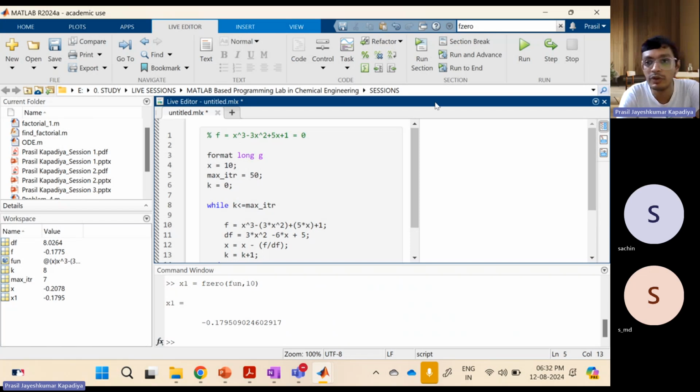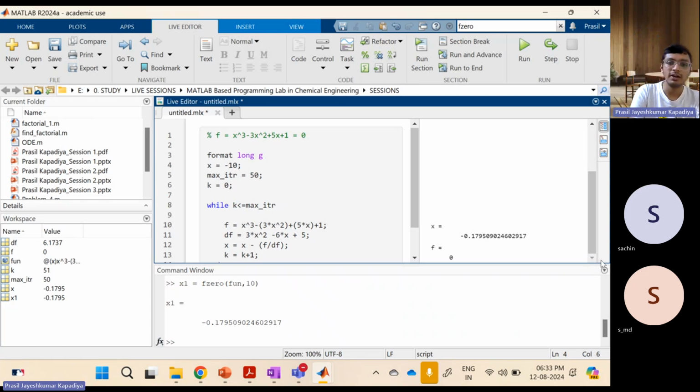So let's say I'm going for 50 iterations. It may or may not give a solution. Yeah, it is giving a solution for x is equal to 10 also. And let's try one for negative 10. So negative 10 also it is giving the solution. But remember one thing, the Newton-Raphson method may not always converge.